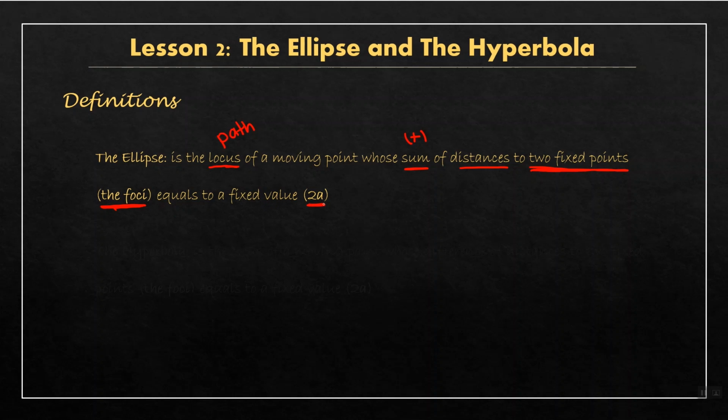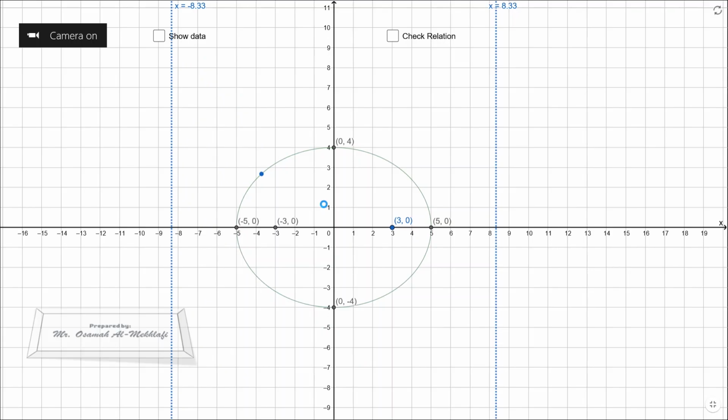Okay, to understand this definition better, let's look at an ellipse. So this is an ellipse now. We have two fixed points. These fixed points are at (3, 0) and (-3, 0). Okay? Now let's check the following relation. Look at this, guys. Look at the distances between this point here, where the circle is, and the first focus, and the distance between this point and the second focus. You notice that there are different distances. This is 2.77, this is 7.23. But if we add them together, 7.23 and 2.77, we will get 10.